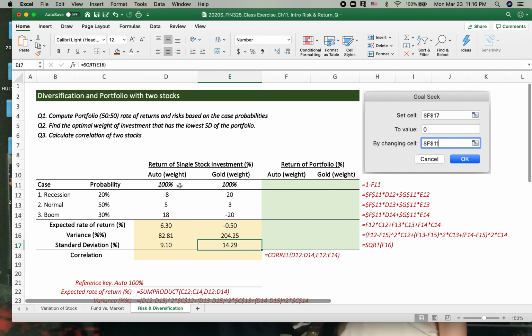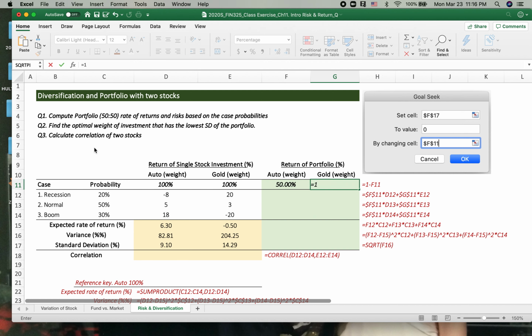So if we combine these two totally opposite types of stock into a portfolio with 50% and 50%, I want to use here 1 minus the 50% for the gold stock, because when we come up with the lowest standard deviation, we will change this 50%, and then the gold weight will be automatically changed. Okay. Then the recession case. How do you get the rate of return of the portfolio with this 50% and 50%?